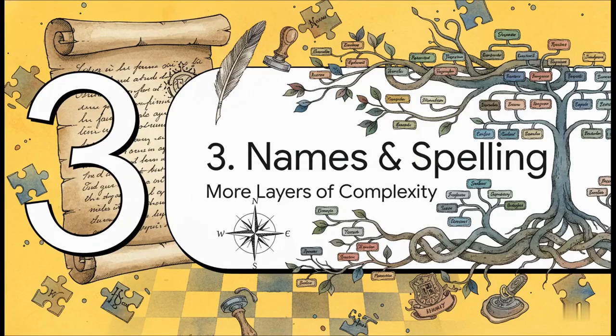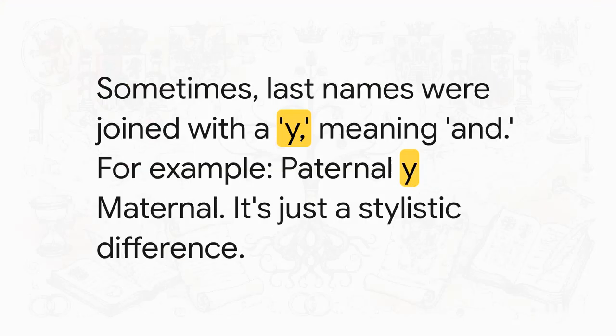And as if that wasn't enough to juggle, there are even more layers of complexity to peel back. Let's look at a few more little quirks from history that can trip you up. Here's a quick one. For a while, it was common to see last names joined with the letter E, which is just Spanish for and. So seeing paternal y maternal is the exact same thing as paternal maternal. It's just a stylistic thing from the time, so don't let it throw you off.